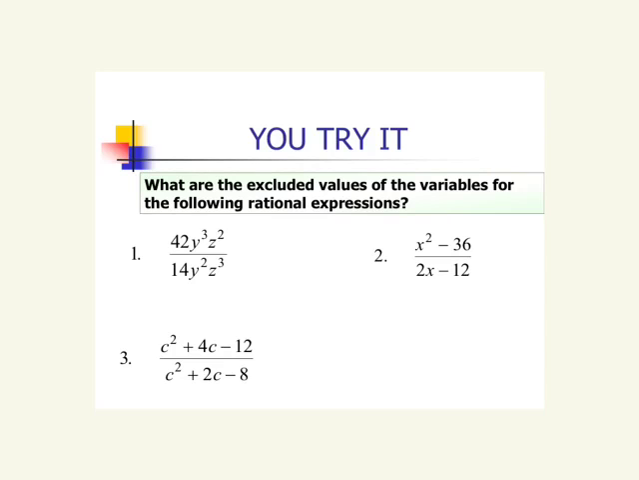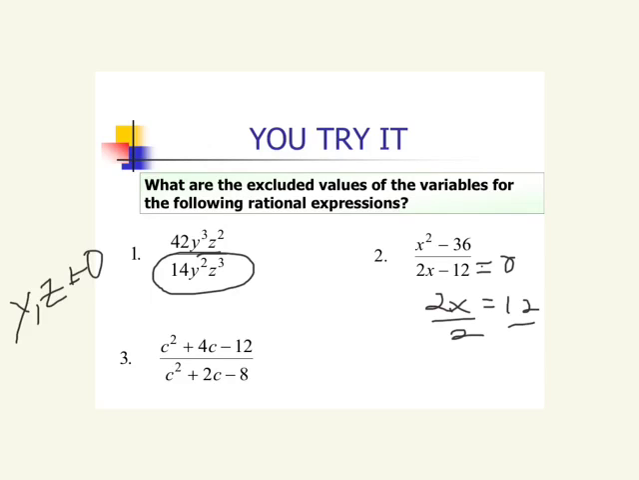And again, if we look just for the excluded values here, since that's a monomial, we just know that y and z both cannot equal 0 because, again, it's being multiplied and anything times 0 is 0. Here, we'd set just the denominator part equal to 0. We get 2x is equal then to 12, divide by 2, and x equals 6 would be an excluded value.